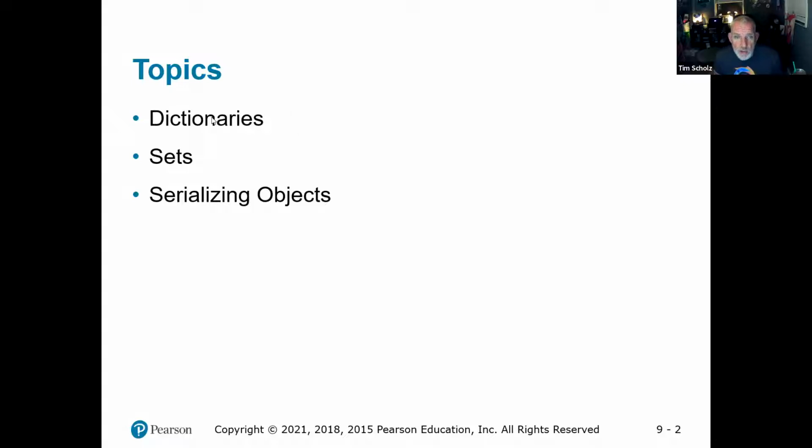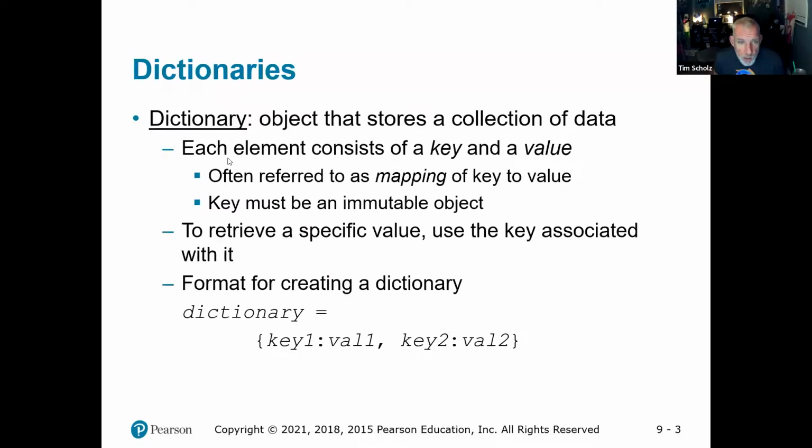So the topics, obviously, we're just going to talk about dictionaries, and then we're also going to be talking about the concept of serializing an object. So what is a dictionary? A dictionary is an object that stores a collection of data, and each of the elements in this collection is going to consist of a key and a value.